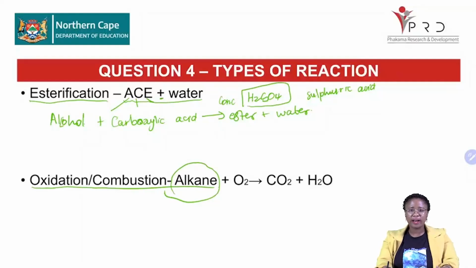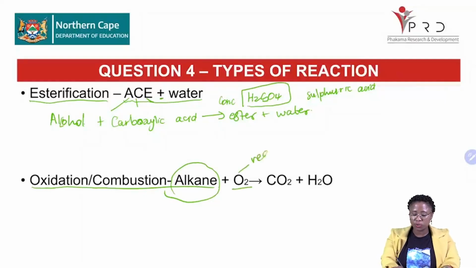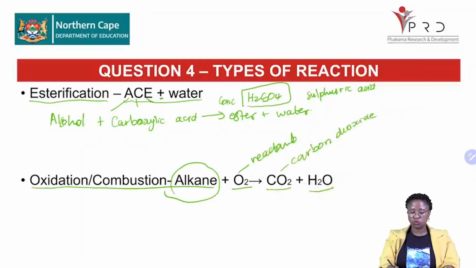So you take whatever alkane you are given on the question, and you just react it with oxygen. So the reactant is always the same. Your reactant will always be oxygen. And what will be your product? Your products are always the same again, which will be carbon dioxide, which is CO2, and H2O, which is your what?